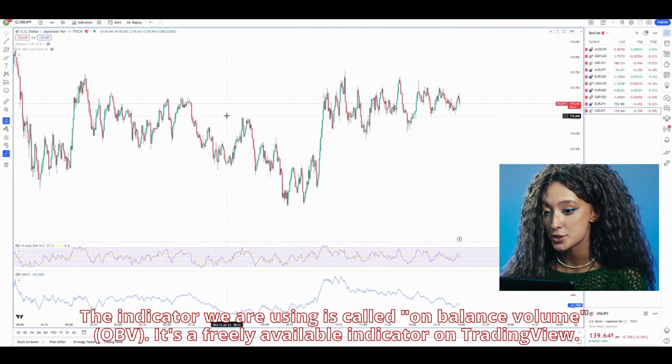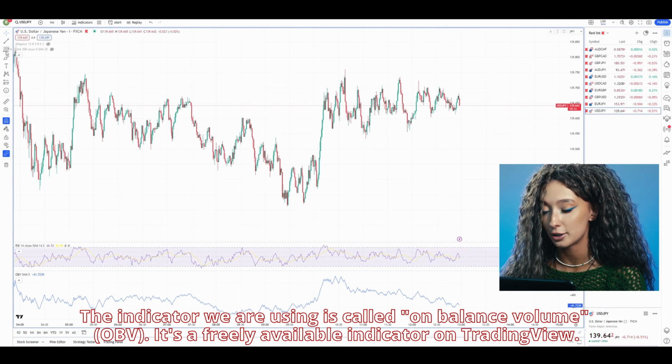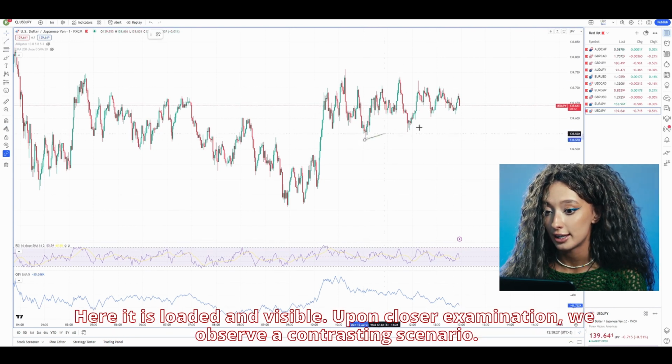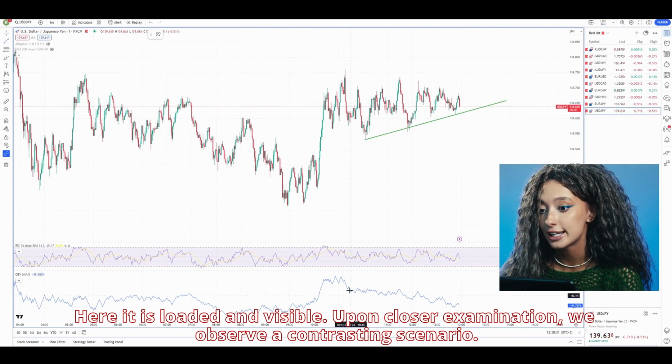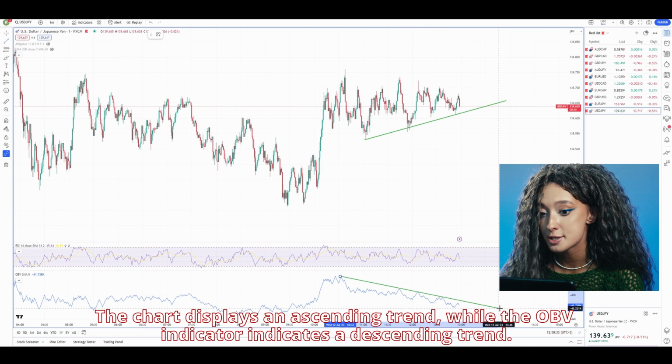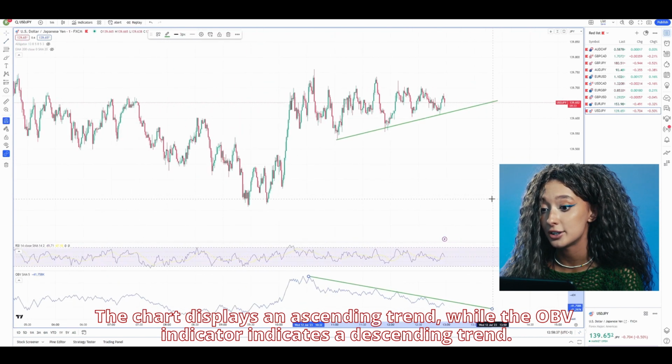I will clarify the situation by removing the indicator. The indicator we are using is called unbalanced form OBV. It's a freely available indicator on TradingView. Here it is loaded and visible. On closer examination, we observe a constructing scenario. The chart displays an ascending trend while the OBV indicator indicates a descending trend.